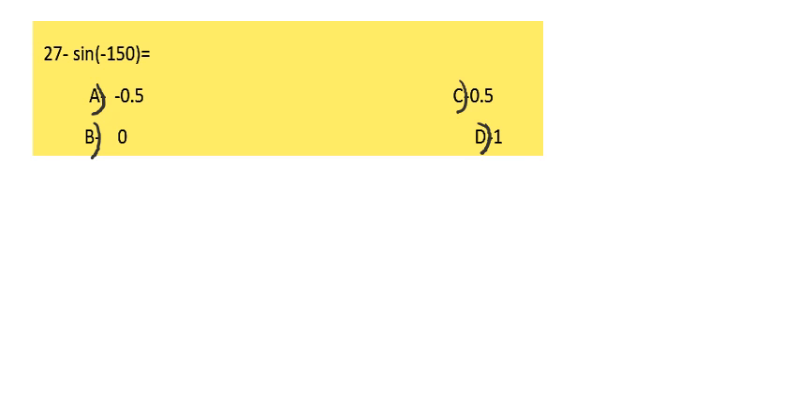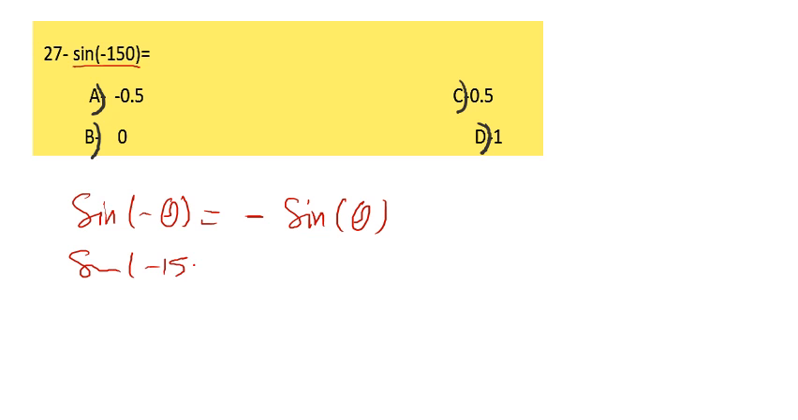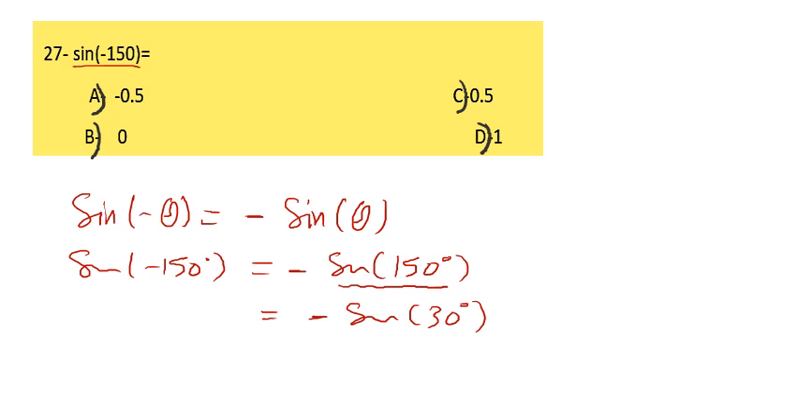Sine negative 150. We know that sine is an odd function. So sine of negative theta is the same as negative sine of theta. So sine of negative 150 is the same as the value of negative sine 150. The reference angle for 150 is the angle of 30. So it's the same as negative sine of the reference angle 30. And sine 30 is equal to half. So it's negative half. So the right answer is A.